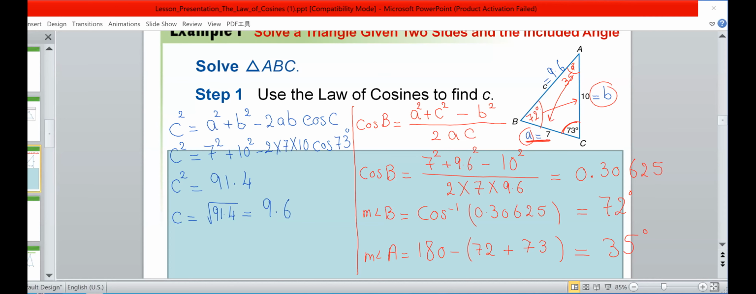We will go to another problem, but I leave this for 30 seconds. If you need to write the answer, you have to draw the triangle and write the answer quickly. Okay, we will go to another problem now.